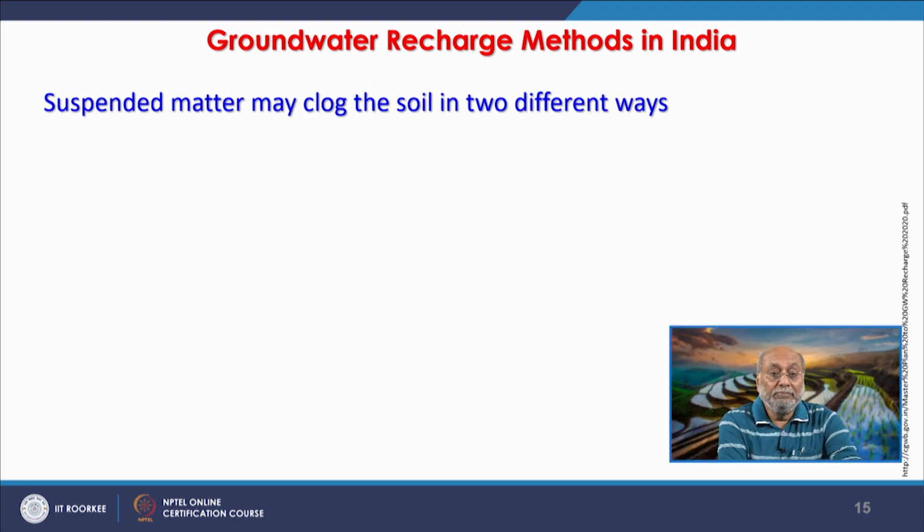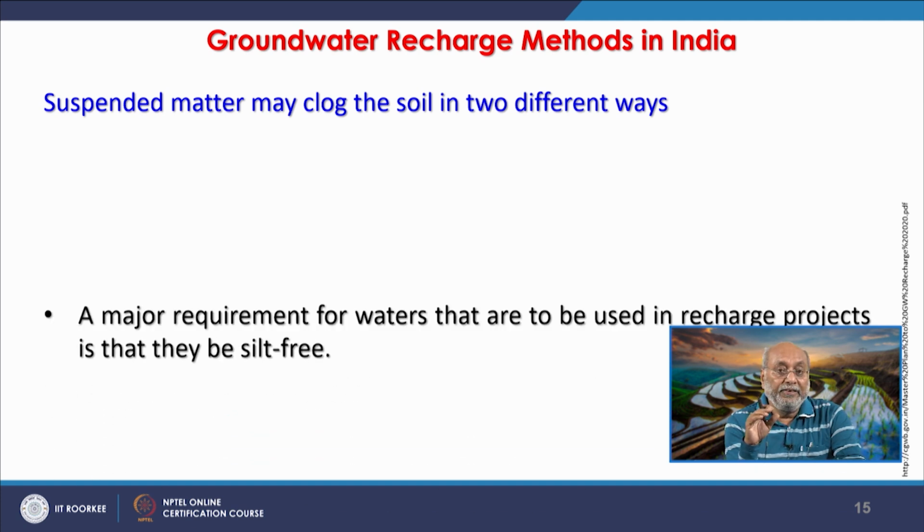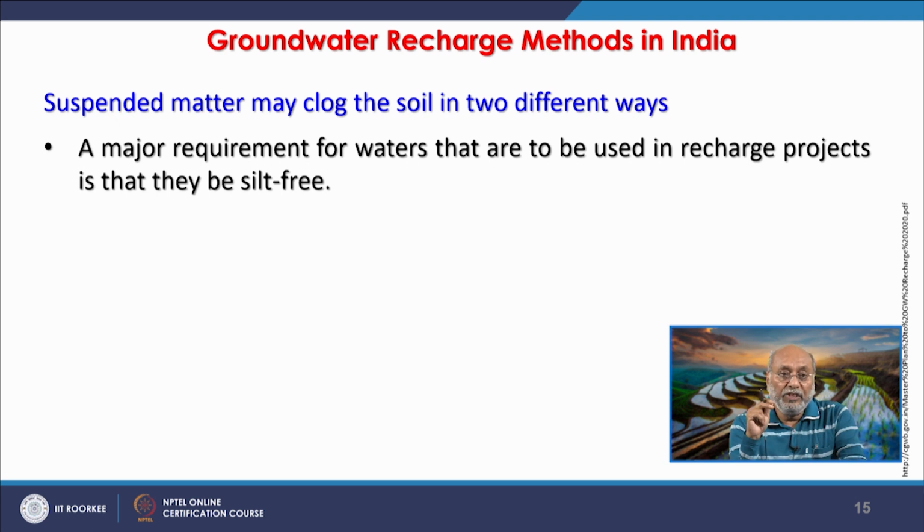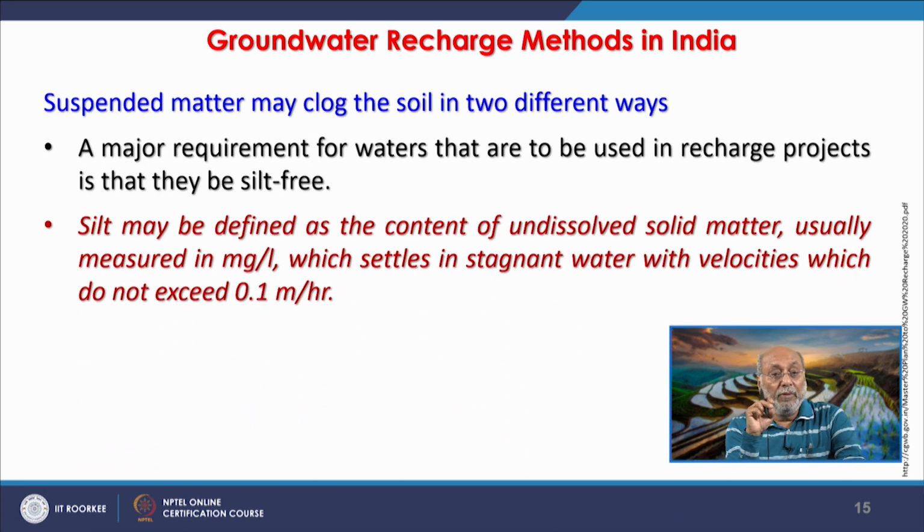Now, suspended matter and TDS and other things may clog the soil in two different ways. If water has too much silt or too many dissolved solids, they will precipitate around the soil or the sediments which are there, and block the flow or infiltration; they will reduce the infiltration. So, that kind of knowledge is also very much required. The major requirement for waters to be used in recharge projects is that they are silt free, and in monsoon time that is a problem. The water is not as clean as one would like.